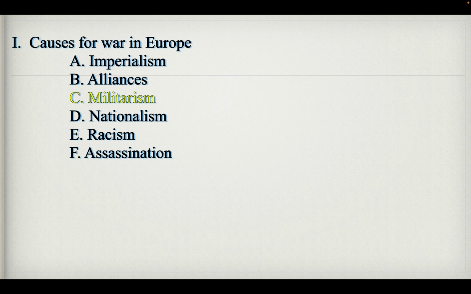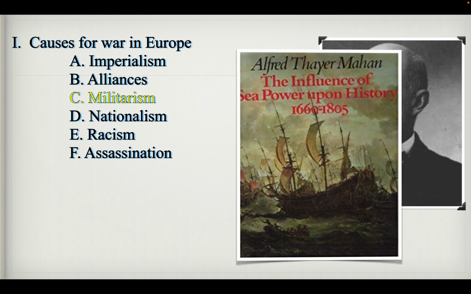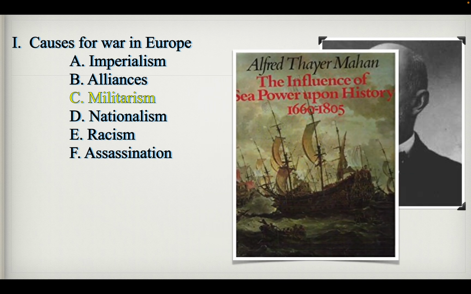One of the things that actually builds up the militarism, which sparks it, is an American book. This gentleman right here was an American Navy man by the name of Alfred Thayer Mahan. And he wrote a particular book called The Influence of Sea Power Upon History. And spoiler alert, it's about how having a strong navy helps make a nation great in terms of its power and strength.